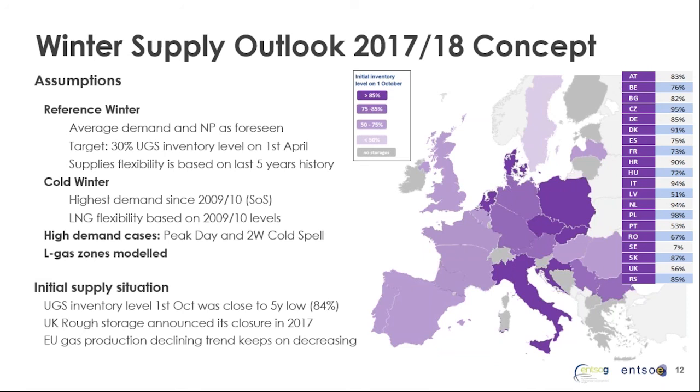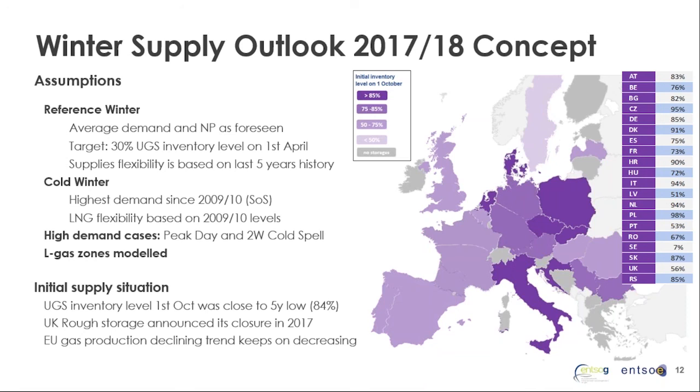About the initial supply situation at the start of the winter, it is important to say that the inventory level of the storages was very low, 84%. You can see the country granularity on the right side of the slide in the map. It is also important to remember that the UK Rough storage announced its closure, so it has not been considered in the assessment, and that the production in the EU is declining mainly because of the Groningen in the Netherlands.